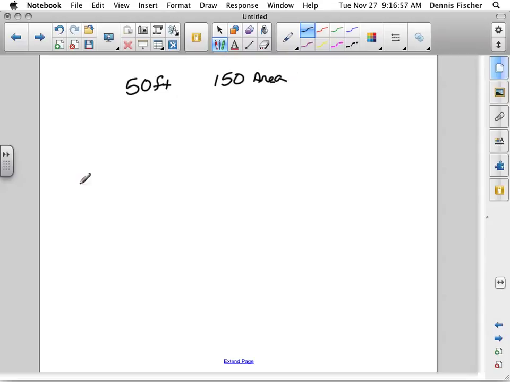You're fencing in the backyard. Here's your house. The fence goes like this. This is your house right here. So we have, let's put W here. We have W, we have L, we have L, we have a half W. That's your fencing. You have 50 feet of fencing, you get 150 feet area. Figure out what W and L are.